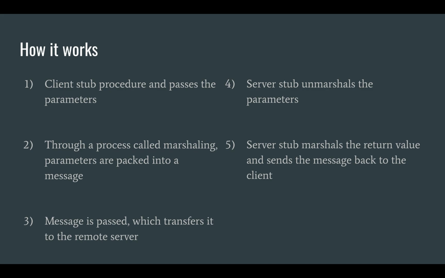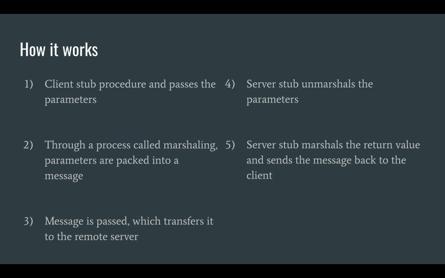How does this work? In 5 steps. In step one, the client stub procedure passes the parameters. These parameters are packed into messages, and this is through a process called marshalling. When the process of marshalling is completed, the message is then passed to the remote server. This is typically through the network.